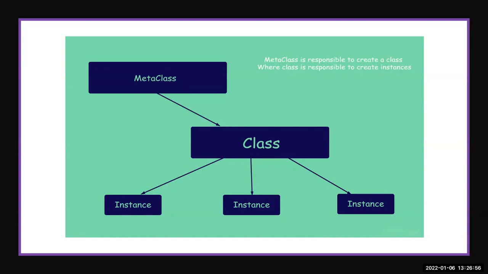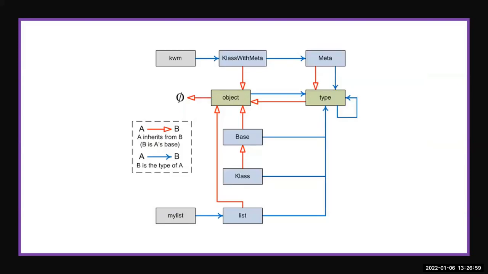Instances are objects, okay? So in our Python system, the highest level object class is called object. Every base class and derived class inherits from the object class. This red one is inheritance. Your type also inherits from object. Meta inherits type. Class with meta also inherits type. And that is the inheritance relationship. Object is the topmost, so everybody, including list, inherits object.